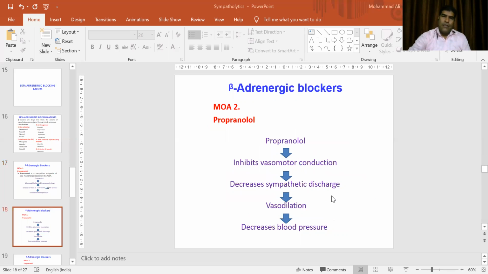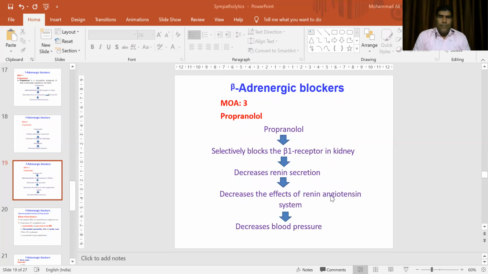Now coming to another mechanism of action of propranolol. Propranolol inhibits vasomotor conduction, which decreases the sympathetic discharge, which causes vasodilation. Once vasodilation occurs, blood pressure ultimately decreases.